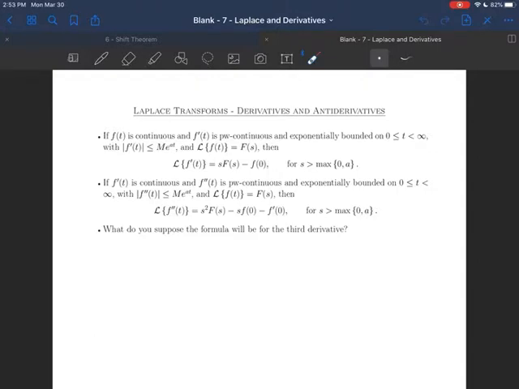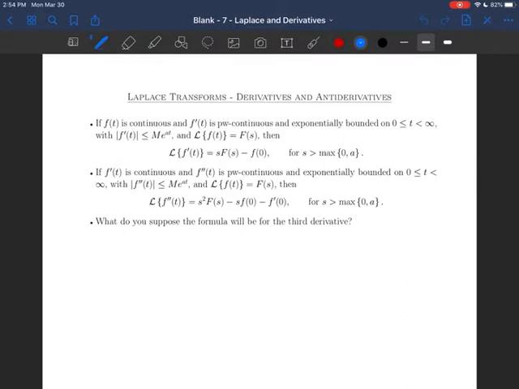All right, so now that's the first derivative. Then what about higher order derivatives? The second derivative: if f prime is continuous and the second derivative is piecewise continuous and exponentially bounded, then in terms of the original function f, its Laplace transform F of s, the Laplace transform of the second derivative will be s squared F of s minus s f of 0 minus f prime of 0. And you can get this by basically applying the formula from the previous part to itself. That would get you to the second derivative, and we get this kind of iterative form.